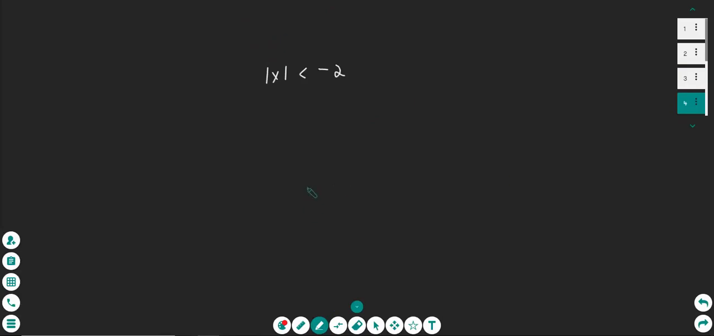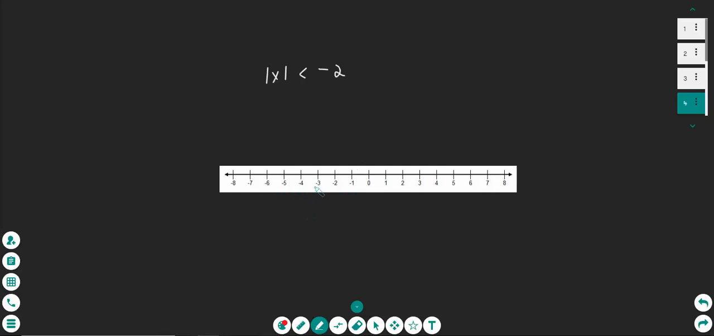So let's try this one. This one is an interesting one. We draw our number line here again. The absolute value of x is less than a -2. Now, let's think about this for a second. What are we saying? We're saying we're looking for all the numbers who are less than -2 units away from 0. Does that even make sense? Could it be less than -2 units away from 0? That doesn't really make sense.